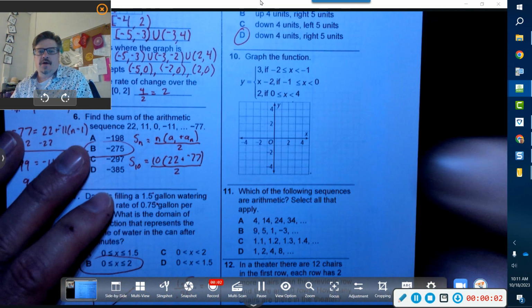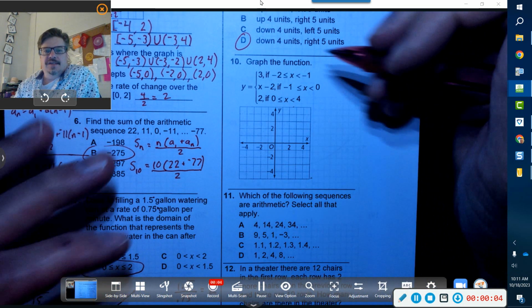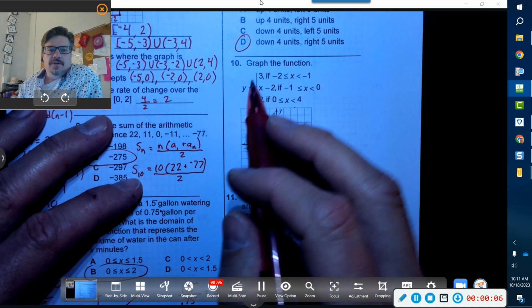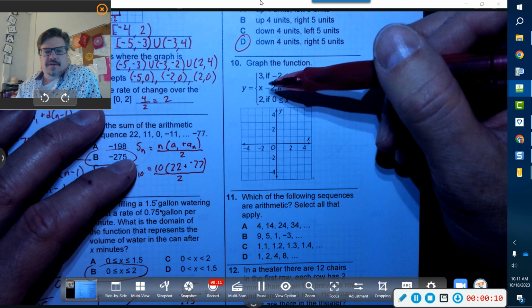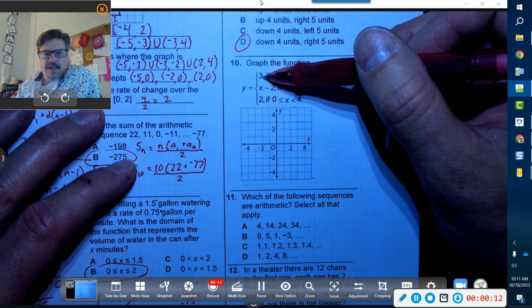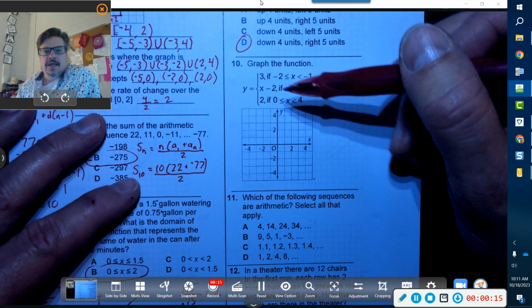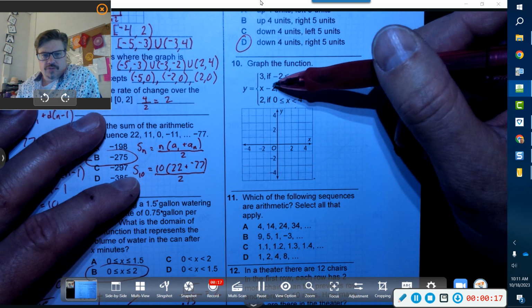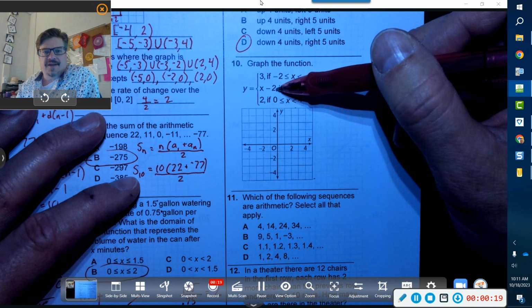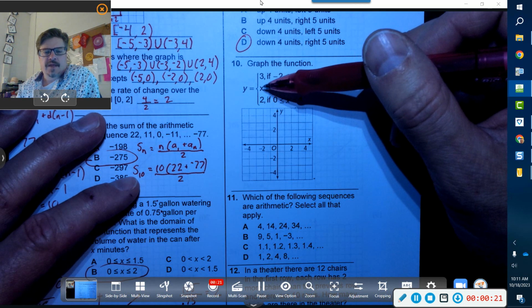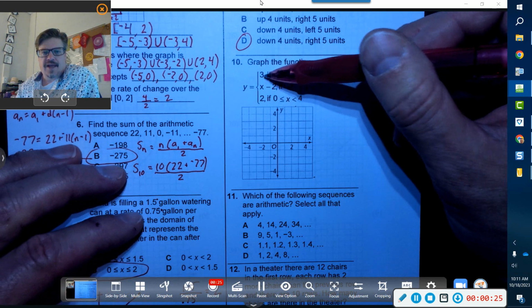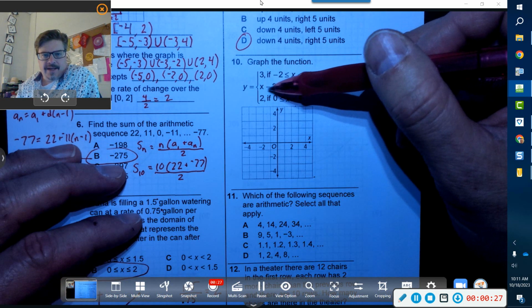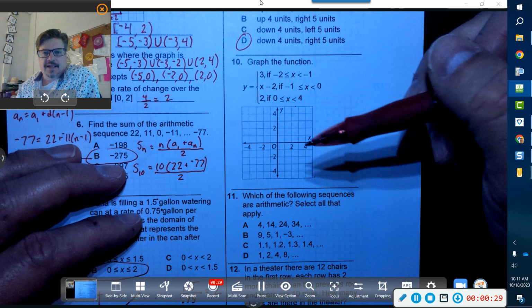Number 10, piecewise function. So these are fantastic. You'll notice I got 3 pieces here, and these are kind of nice. This is just a 3, so this means a flat line at 3. This is just an x minus 2. Okay, so I start at -2, and then I have a slope of 1. Then this guy is just a flat line at 2. So flat line at 3, a little line here, and then I've got a flat line at 2.